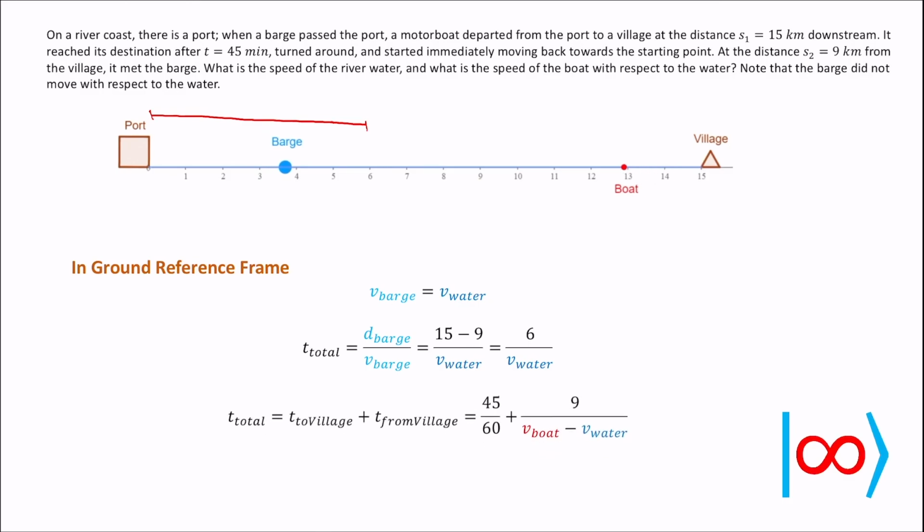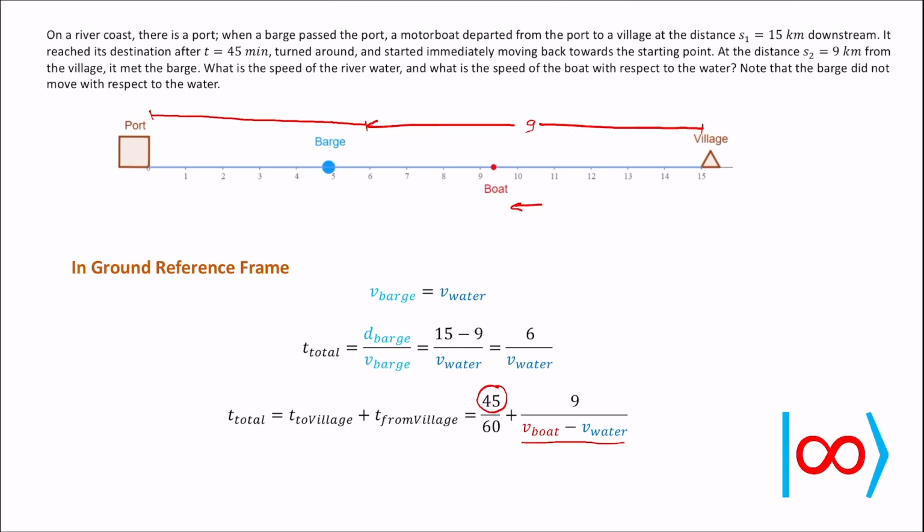In addition, T total equals the sum of the time the boat takes to reach the village and the time the boat takes to return to the barge from the village. It is given that the boat takes 45 minutes to reach the village. The boat's speed is reduced by the speed of the water while traveling upstream on the return journey. Therefore, T from village is 9 divided by V boat minus V water. By combining these two relations, we get our first equation.